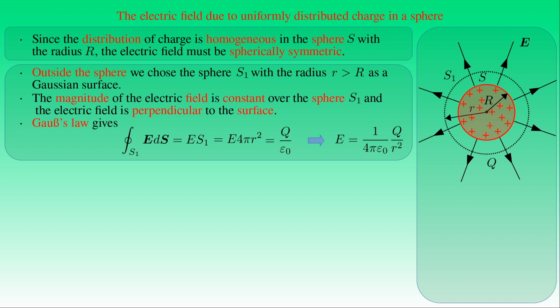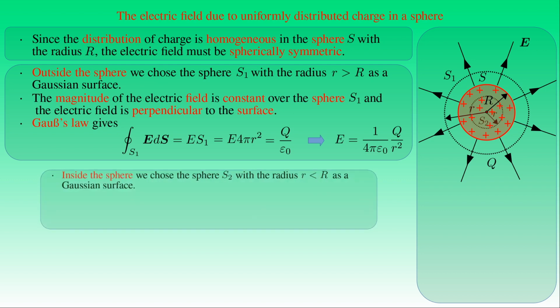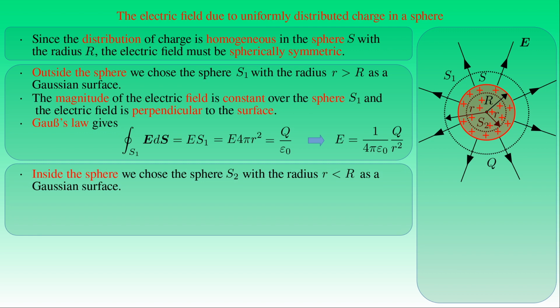In order to study the electric field inside the charged sphere S, we choose a sphere S2 with the radius r smaller than capital R as a Gaussian surface. The surface integral of the electric field E over the sphere S2 is equal to the magnitude E of the field over the Gaussian surface, times the area S2 of the surface, where the area is given by 4 pi times r squared. Gauss's law states that the surface integral over the sphere S2 is equal to the charge Q prime enclosed by the sphere S2 over epsilon naught.